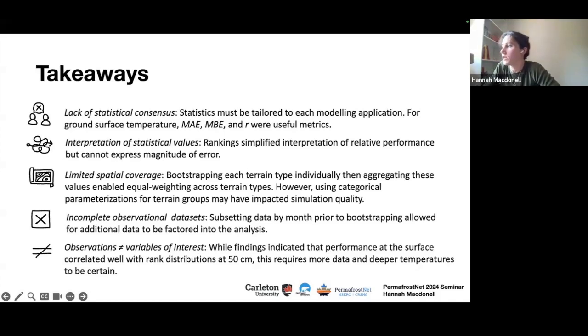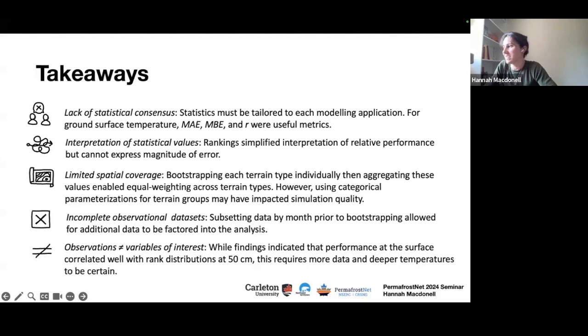Second, to ease the interpretation of statistical values, we elected to reduce stat values into rankings. So for each month-terrain pair that was bootstrapped, we recorded not only the statistical performance of each model, but also their relative rankings. And this meant that we could produce ranking distributions that communicated with confidence relative performance over our study time. The caveat of this being that ranks obviously can't express magnitude of error or magnitude of performance, only the frequency with which one model performed better than the next.